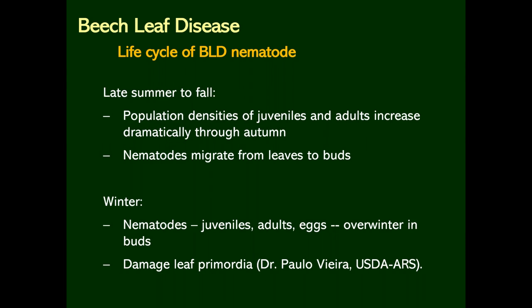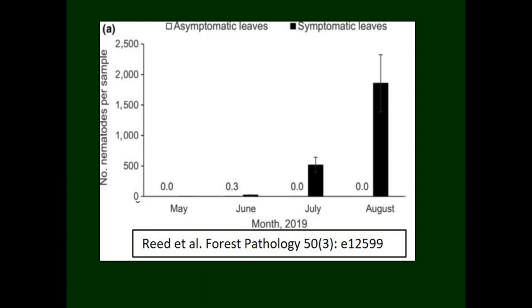And what Dr. Vieira has noted now with his microscopic work is that when we see buds aborted or leaves emerging misshapen, this is due to heavy infestation of these buds by nematodes, and they're damaging the leaf primordia. And if there's a lot of nematodes in those buds, they can do so much damage that the buds just abort completely. They don't emerge or flush leaves at all. Sharon Reed up in Ontario did a large study where she showed the populations of nematodes collected from leaves from May into August, and this growth rate increases into September and October, where the numbers just explode.